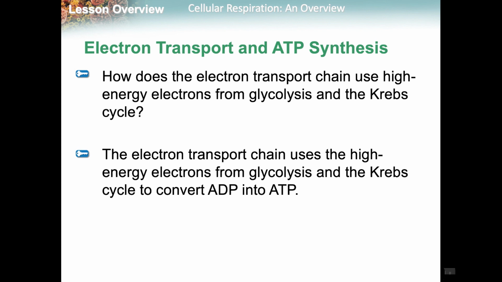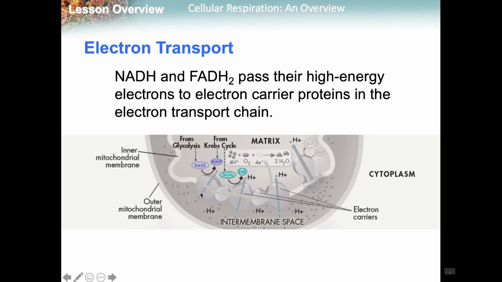Now we're going to be seeing all those high energy electrons from glycolysis and the Krebs cycle come to the electron transport chain. All those hydrogens and high energy electrons are going to be dropped off here. And what they're going to do is all those hydrogens are going to go into this intermembrane space, and there's going to be a buildup here of hydrogens.